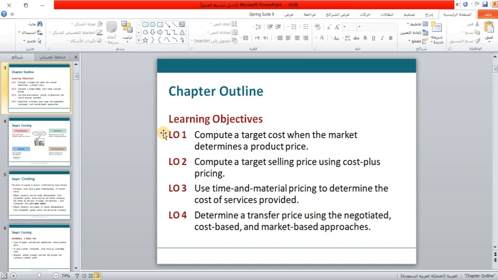The first three learning objectives deal with pricing to customers outside the company, but the last one determines price internally between divisions or branches of the company.